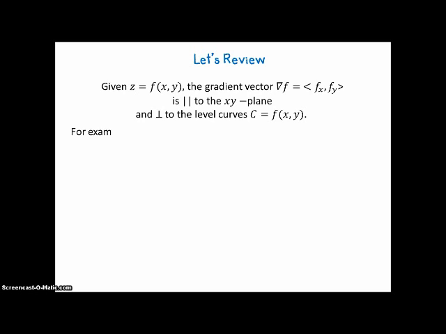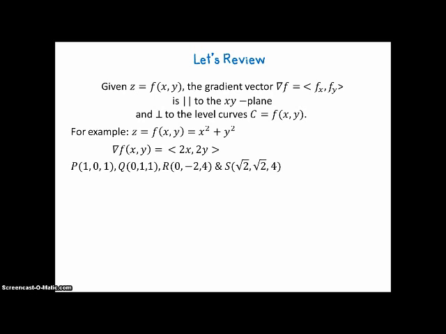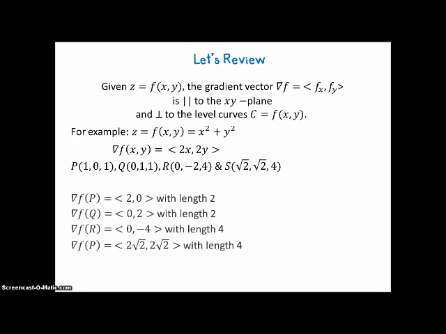So for example, let's say z is equal to x squared plus y squared. Then the gradient vector would be 2x comma 2y. And if we take a look at 4 points on the surface z equal x squared plus y squared, that's why they have 3 components. These are points on the surface. And then we can compute the gradient at each of these points. And notice that the lengths are also computed there for you.